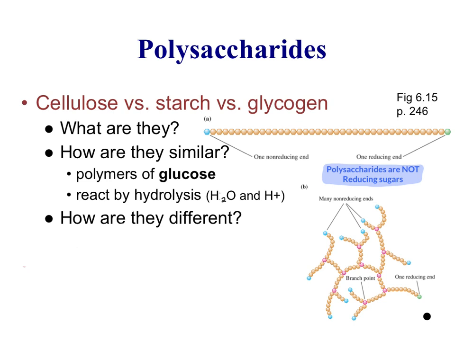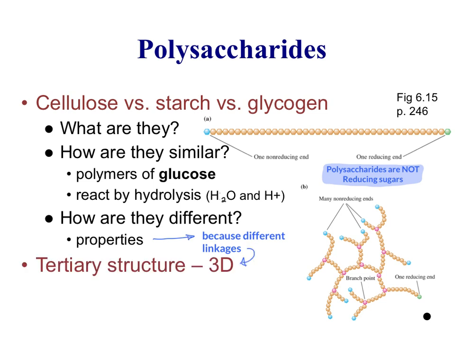How they're different is, first of all, they have different properties, so they act different. And the reason that they act different is because they have different linkages or different connections. So the way they're put together makes them different, then they have different tertiary structures, and then they act different because of that. So that's why their properties are different.